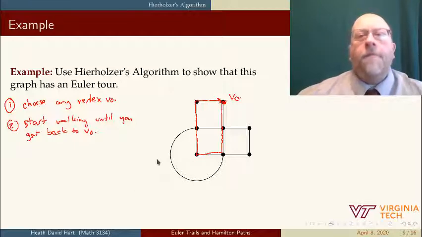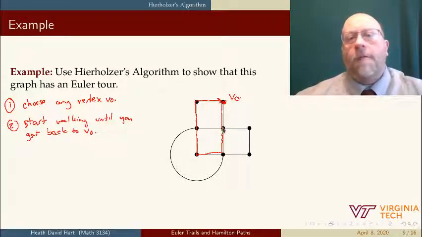I have to be able to get back to V0 because every vertex has an even degree, which means every time I arrive, I take away one of those edges. I still have an odd number of edges left, and an odd number can't be 0. And so I will always have at least one edge left to leave from. So I have to be able to get back to V0.